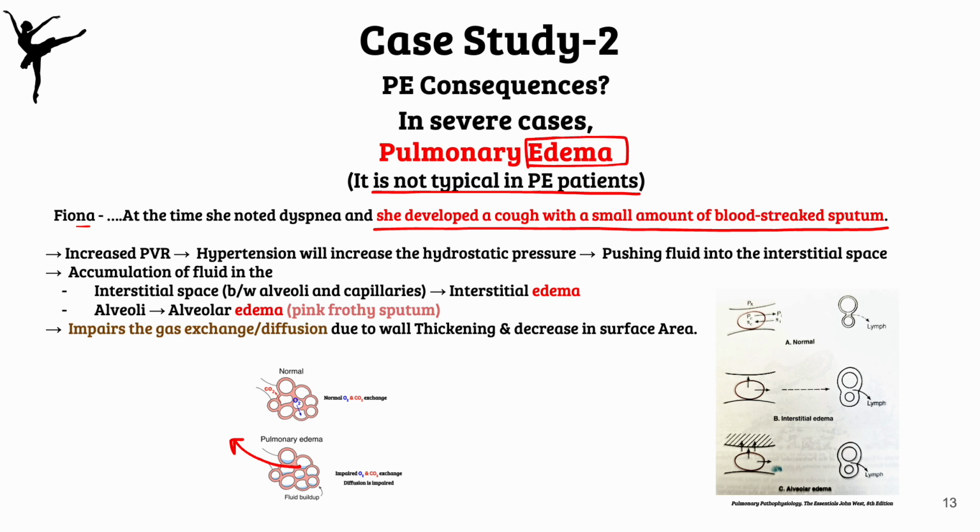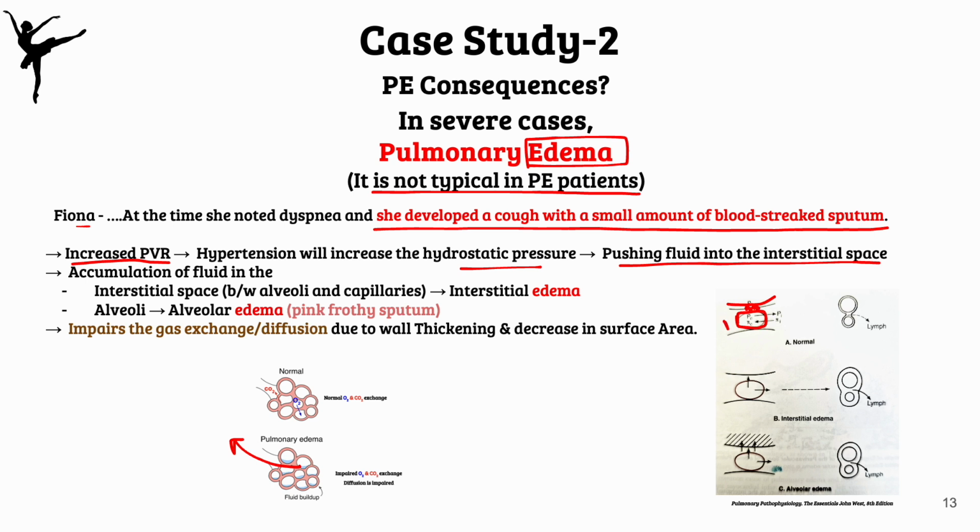In pulmonary edema, basically with an increased pulmonary vascular resistance, the hypertension will increase the hydrostatic pressure. Hydrostatic pressure is the pressure which the blood is exerting against the pulmonary capillaries. As that pressure is increasing, it is going to try to push the fluid into the interstitial space. So this is your normal pulmonary capillary, and this is your alveolus, which is right next to it, and this is the interstitial space.